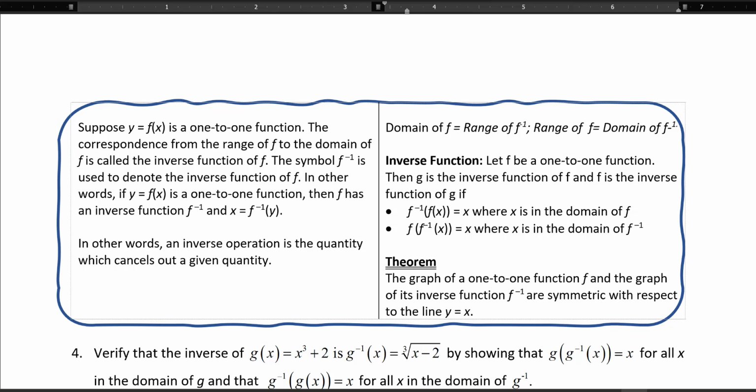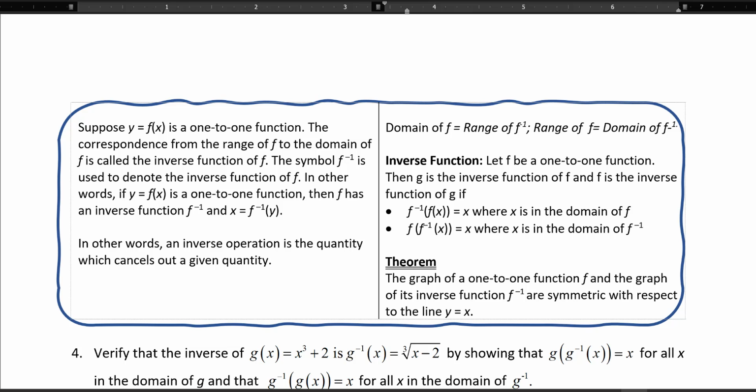Let's take a look at inverse functions. We have here, suppose y is equal to f of x is a one-to-one function. The correspondence from the range of f to the domain of f, our function here, is called the inverse function of f.